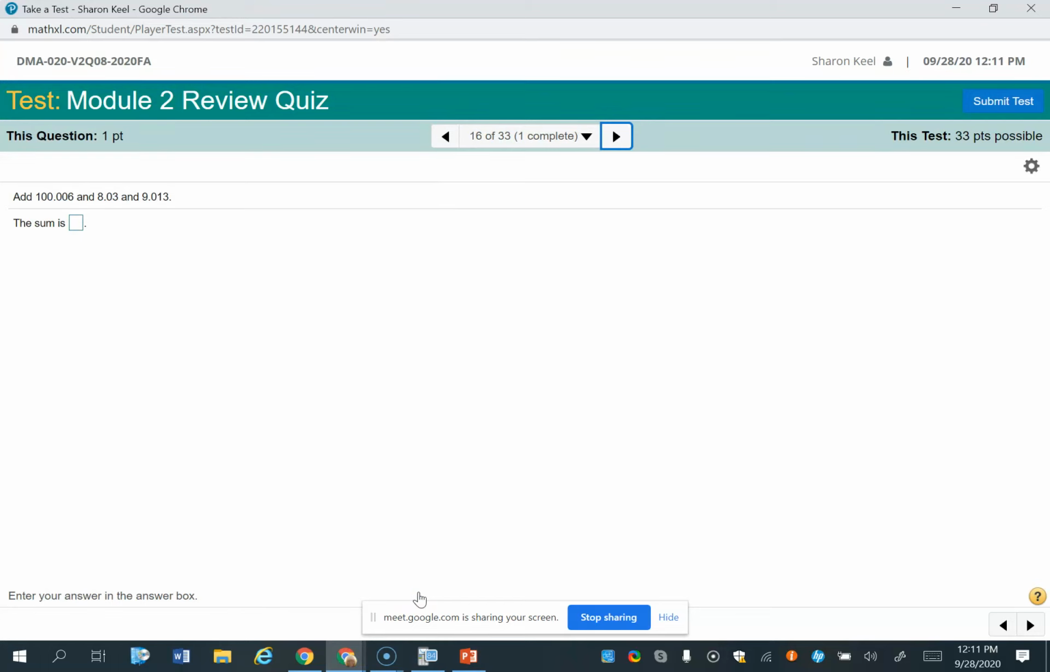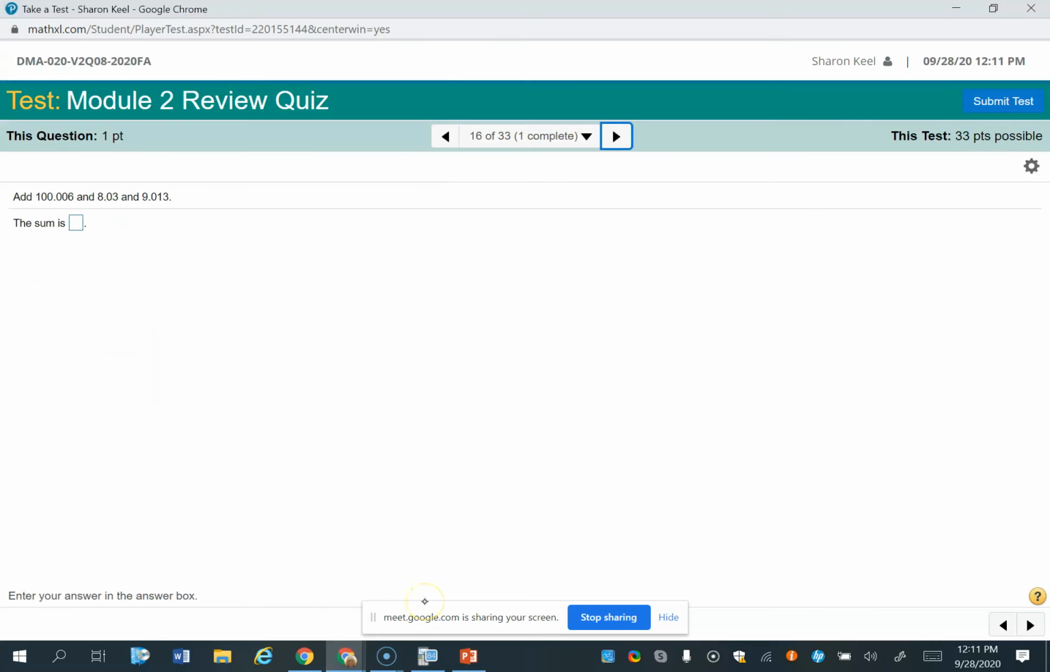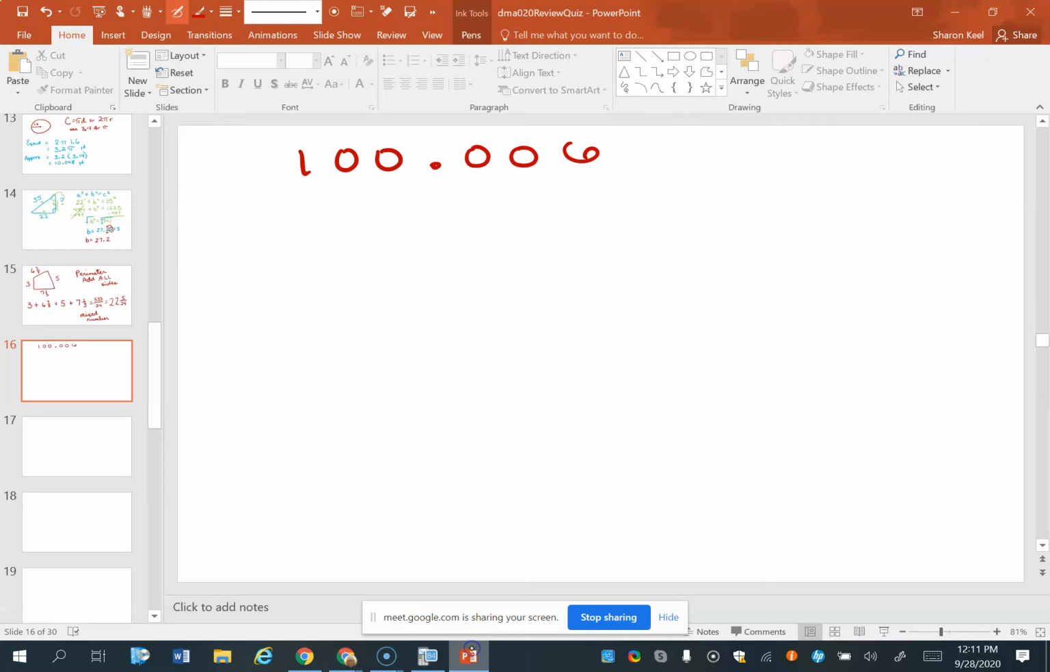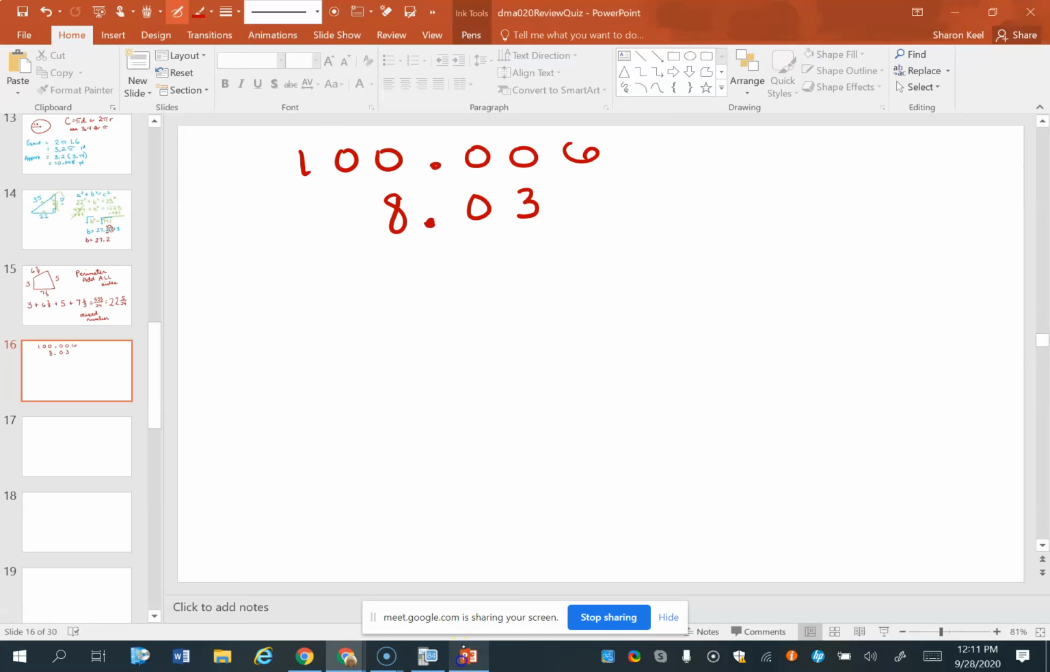This one we're doing an addition. So we have 100 6 thousandths. We're going to add to it 8 300ths. Now remember, line up your decimals. And then last is 9 13 thousandths.